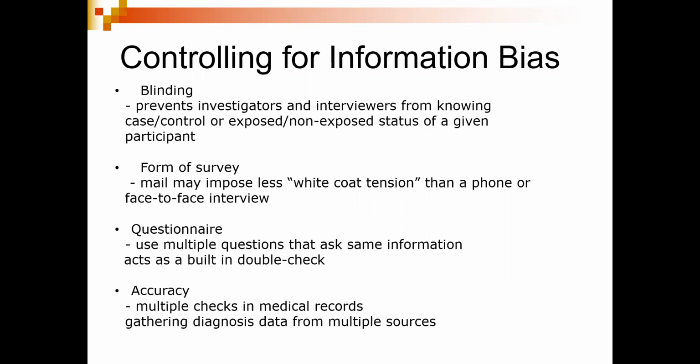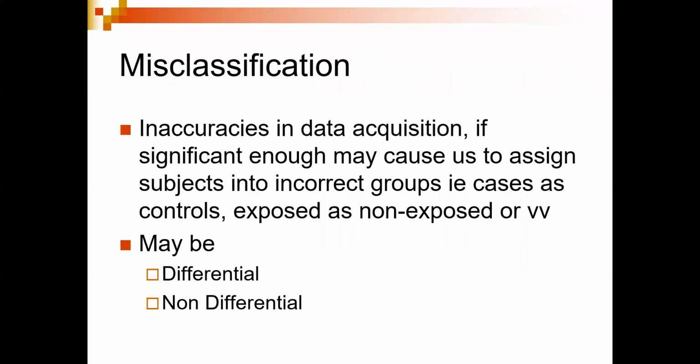But remember, as I mentioned, one of the things you can have is selection bias, where you can make a mistake. In this case, you are putting people in incorrect groups, in terms of cases and controls, or exposed and non-exposed. As you are doing your selection of your cases and controls, you might make a mistake where you put someone who is a case, and they are interviewed as a control, or someone who is exposed is interviewed as non-exposed, or vice versa.